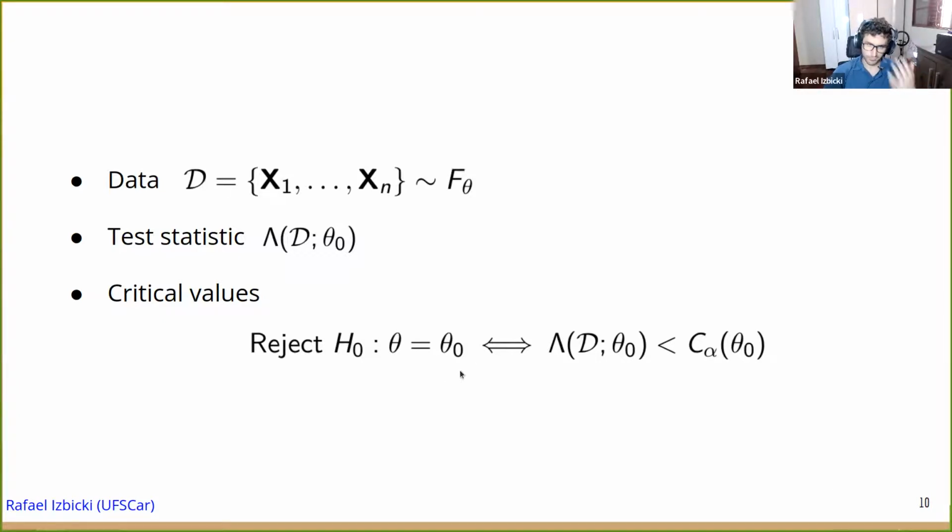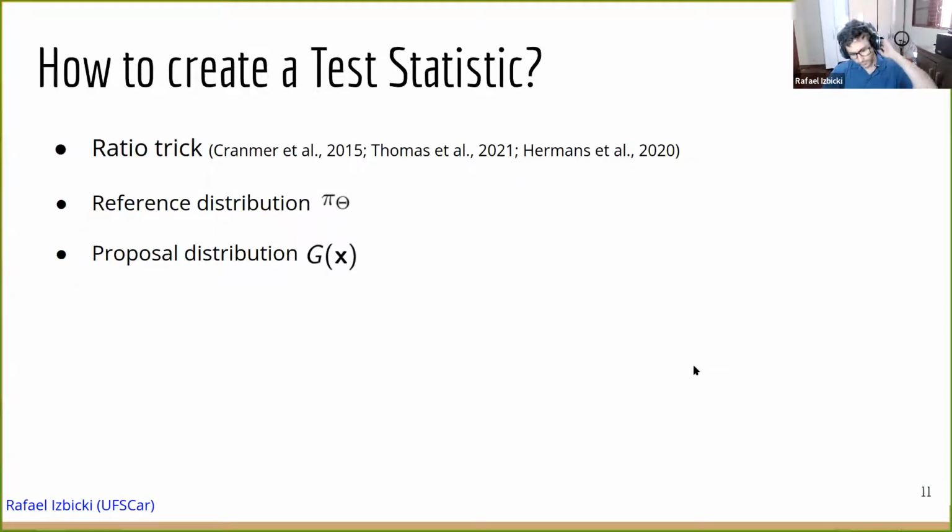Okay, and of course, again, the issue is how we create a meaningful test statistic in these likelihood-free inference problems, and how we compute cutoffs if we don't know the distribution. If we don't know the distribution of the test statistic, how can we compute these cutoffs? Okay, so how do we create a test statistic?